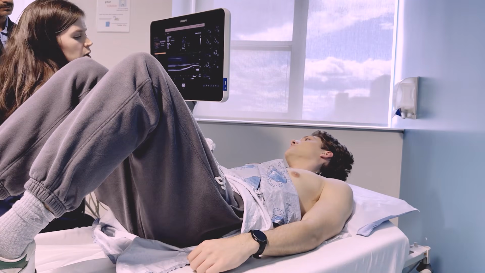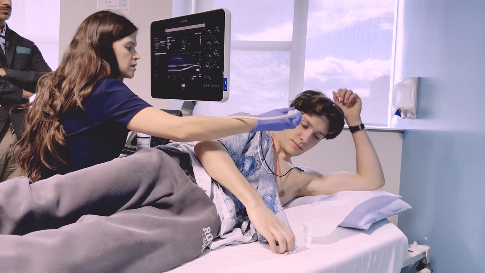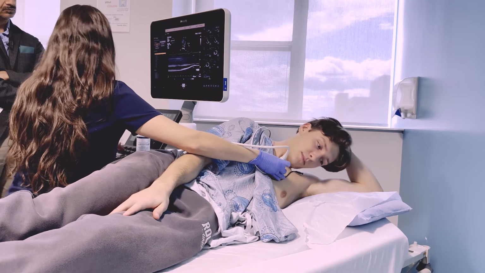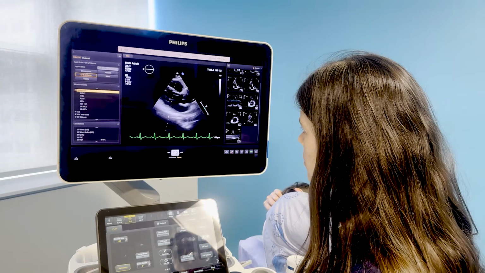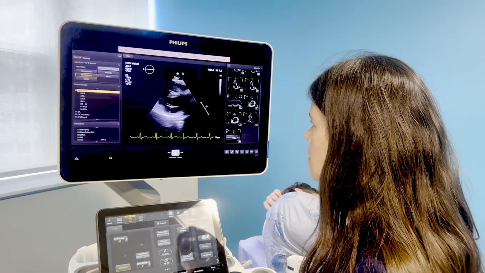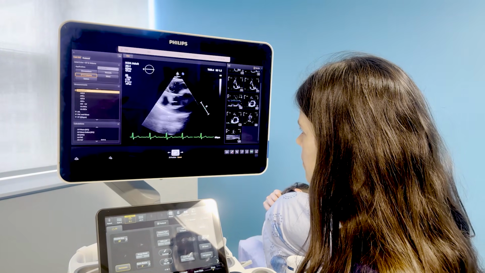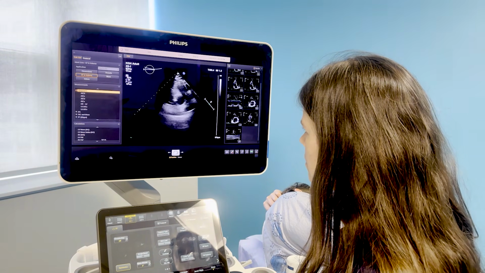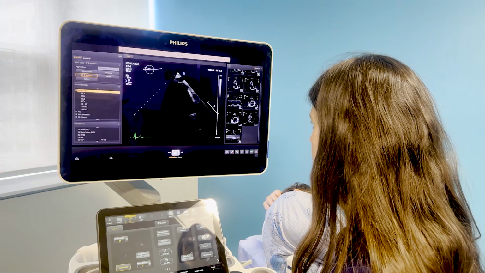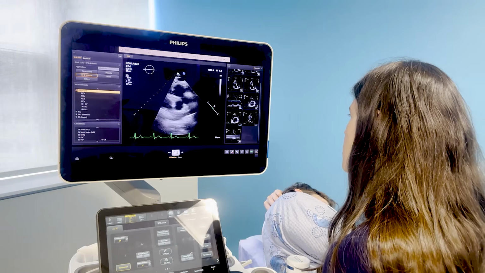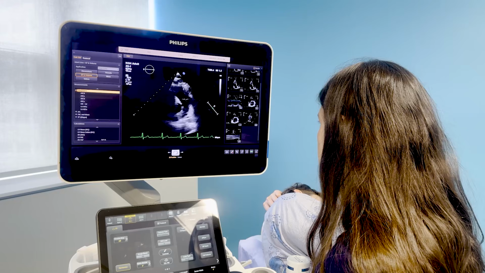Sure. I'm going to get you to turn back onto your left and put your left arm up again. So you can see your pulmonary valve from the long axis, but the guidelines have us measuring it from the short axis. Breathe out. Hold your breath. And breathe.